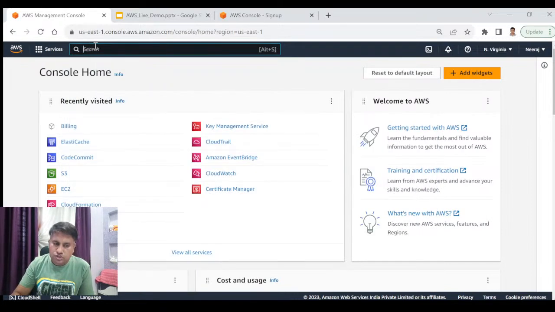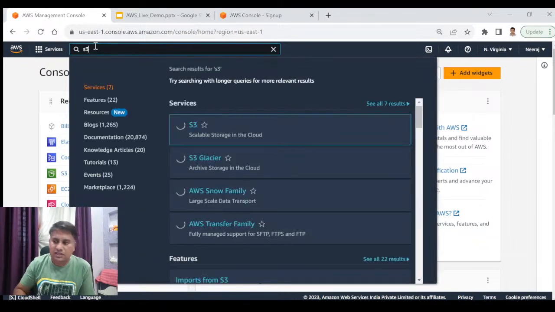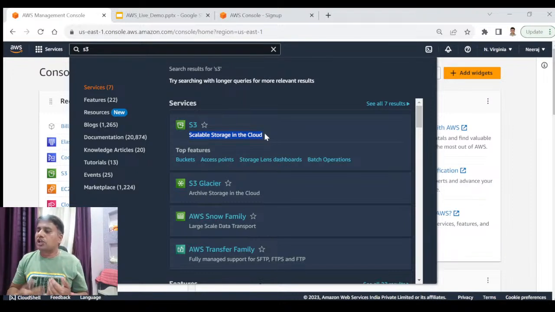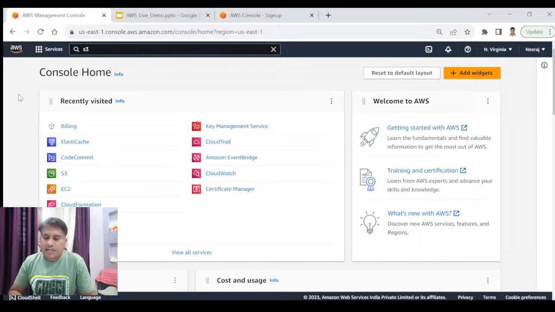If you talk about a storage service, you can search for S3. S3 is a storage service, which I will explain in detail in tomorrow's class. You can see this one says scalable storage in the cloud. Scalable means you can keep on adding your data and it will keep on scaling. You can put as much data in the cloud, it is capable of handling large amounts of data. That's why they call it scalable storage. So this is all about how to create a trial account and how to log in to your account.